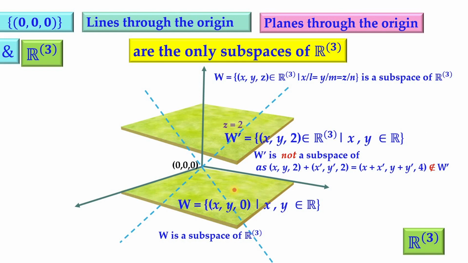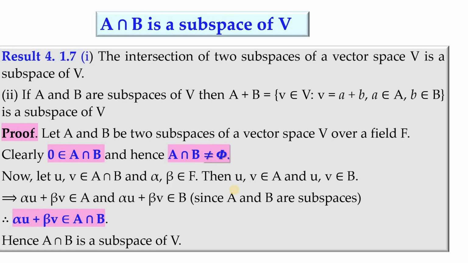So W prime is not a subspace of R3. So next we have a few obvious subspaces in any vector space V. They are the intersection of two subspaces of a vector space and the sum of two subspaces. So we first prove that the intersection of two subspaces of a vector space V is a subspace of V.